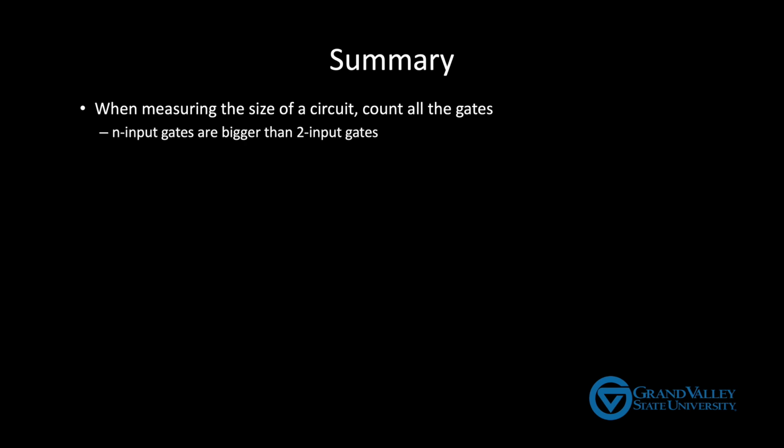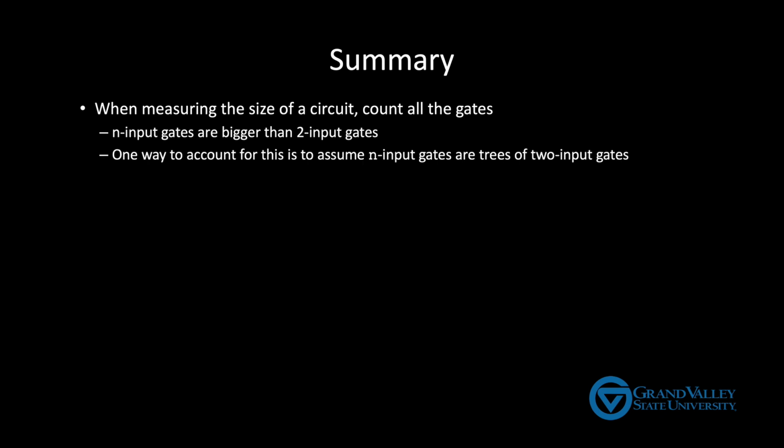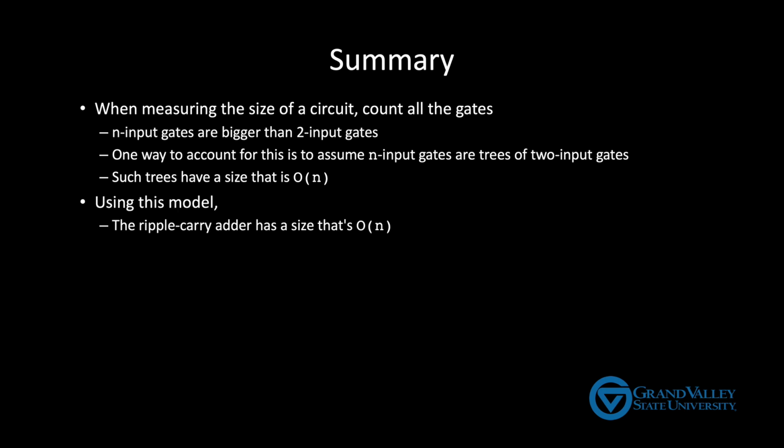If you're trying to describe how the size of a family of circuits grows as you add inputs, remember that n input gates are bigger than 2 input gates. So one way to account for this is to assume that the n input gates are trees of 2 input gates. These trees will have a size that's linear. When using this approach, the family of ripple carry adders grows linearly, but a family of circuits designed using the big hammer grows exponentially.